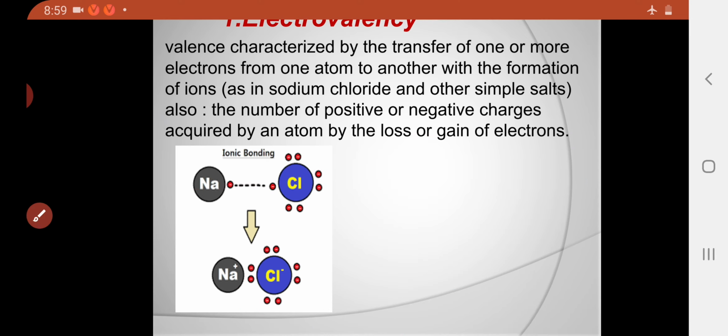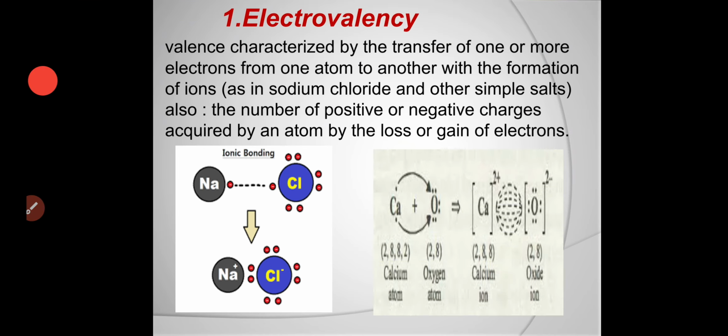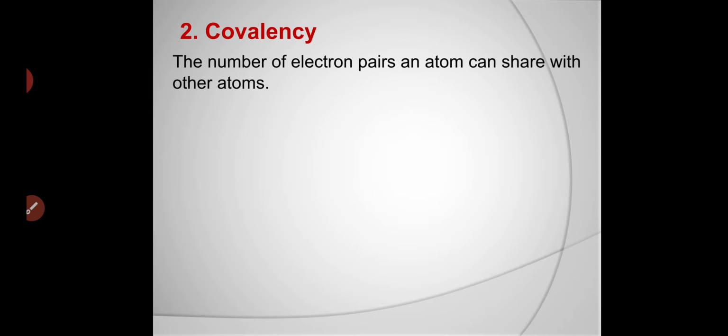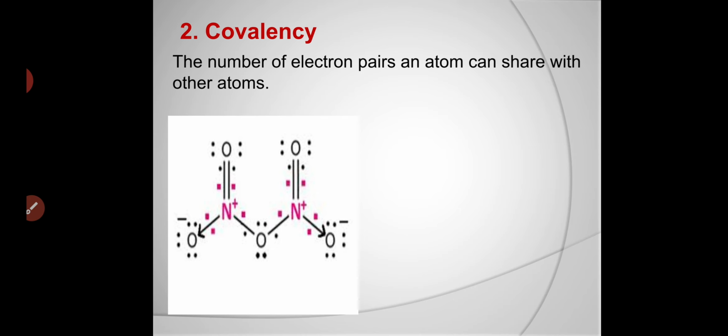They will convert into ions, right? Similarly, if you take calcium and oxygen, they will share their electrons and they will also get their ions. Now, what is covalency? Covalency means a sharing of electrons, and they get pairs. They get pairs with each other, right? Suppose nitrogen, if you take, it shares its electrons with the oxygen and it will get a pairing.